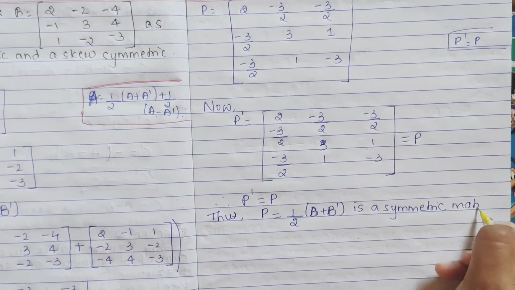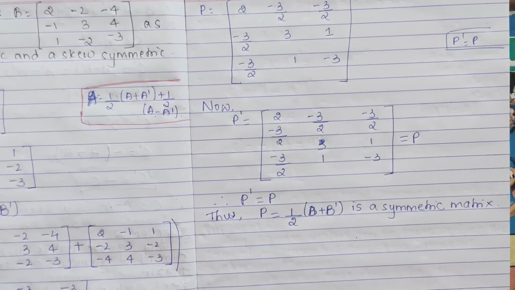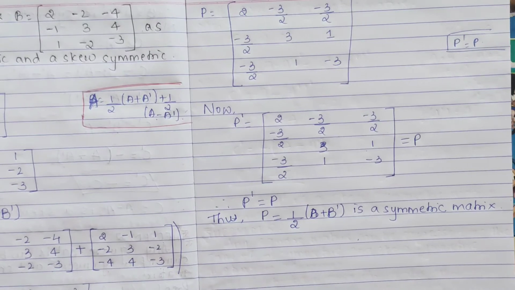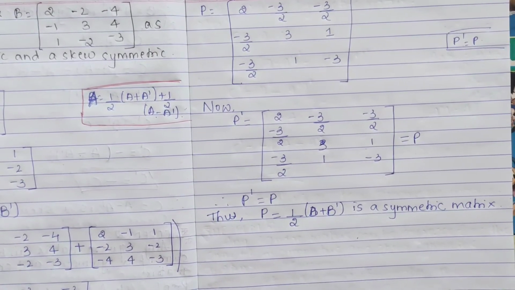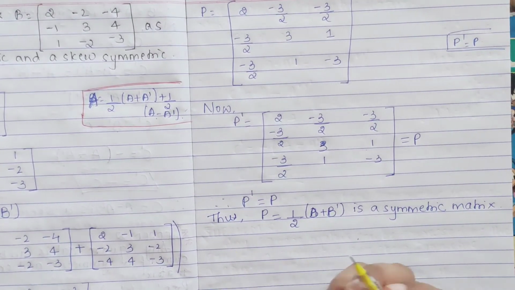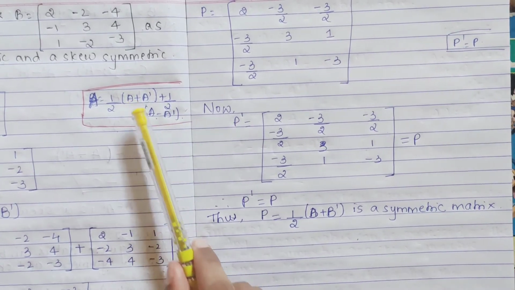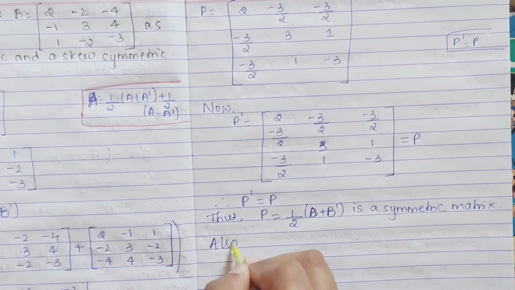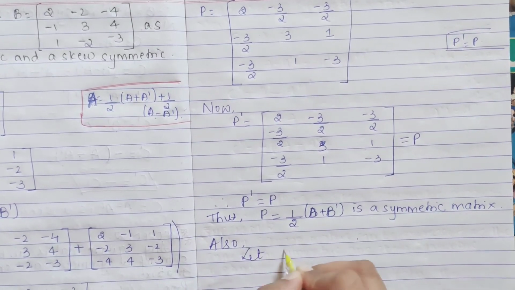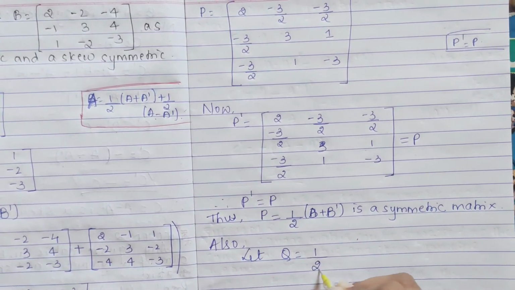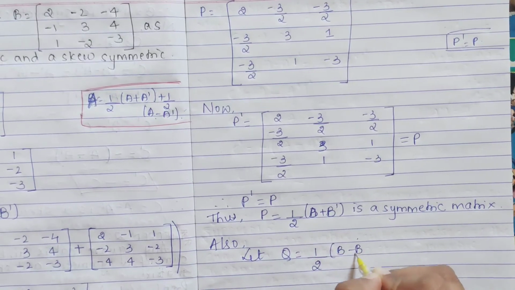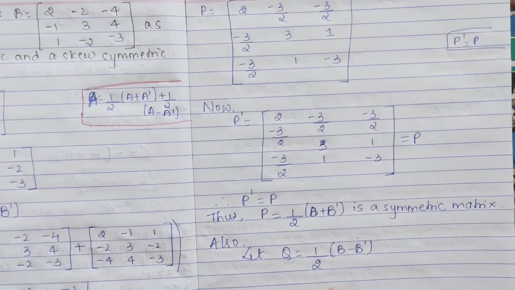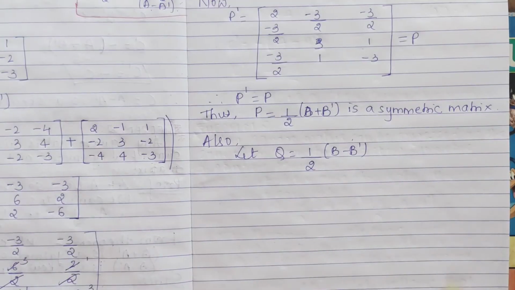Okay. I hope it is clear now how you have to do it. In the same way, find for skew symmetric. This we had taken as P. This we will take as Q. You can write, also, let Q be equal to half of B minus B transpose. Find this in a similar way. So you can write Q is equal to half.